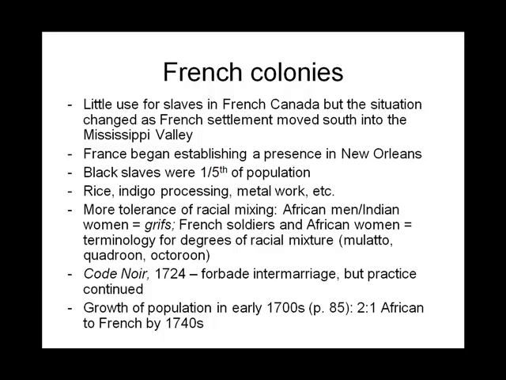However, the French Code Noir, or the Black Code of 1724, forbade intermarriage. Now, that's very different from intermixing. Racial mixing is going to continue. But what is said in this code is that these arrangements cannot be formalized into legal marriages recognized by the church or by the state. The population of New France grew very quickly. If you look on page 85, there should be some indication of how this population is growing.